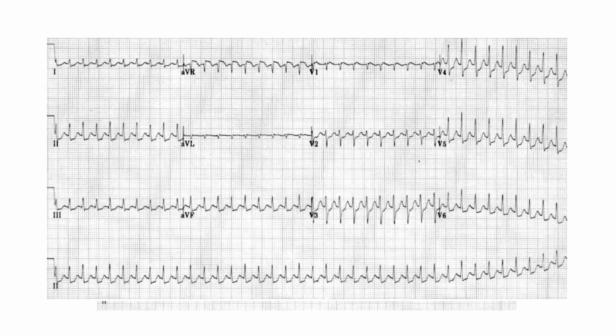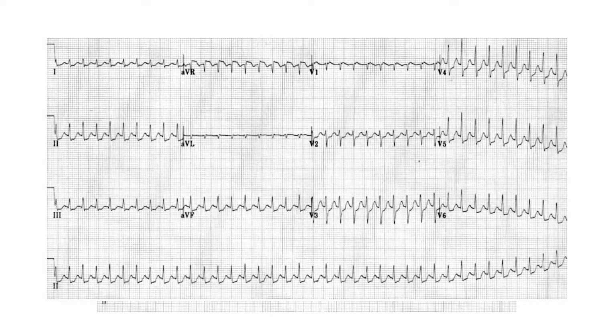Okay, so we're going to approach the bulk of them. There's a couple rhythm steps, but with the method that we talked about in the beginning, so rate, rhythm, axis, intervals, ST segments. So I'm going to have you go through each of those. So here's our first example of SVT. You guys will see it again. Normal axis, perfect. Something is definitely off.